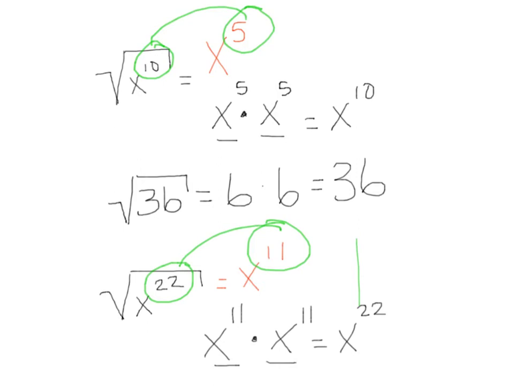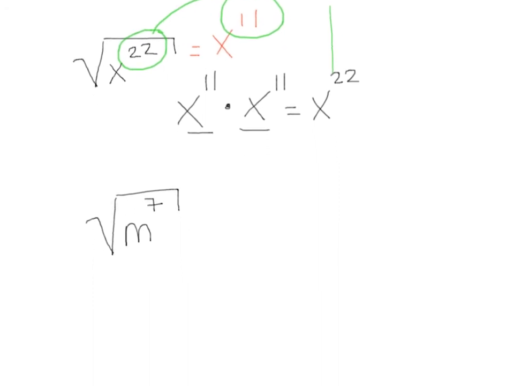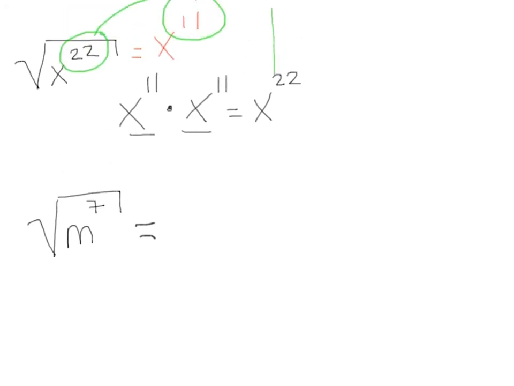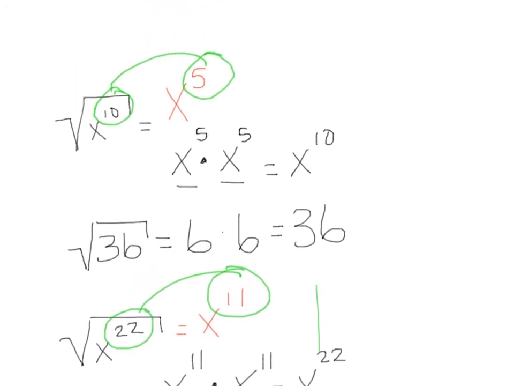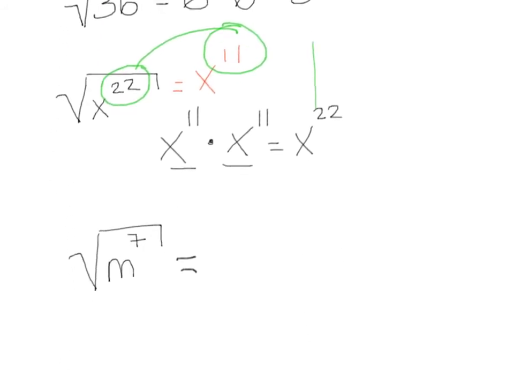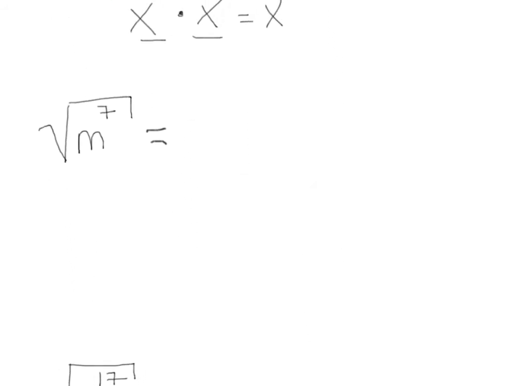So now that leaves us to have to try one with an odd exponent. So let's look at this one. M to the power of 7. That's obviously an odd exponent. So I need to break this down into a perfect square. So hopefully I proved to you in the last couple of examples that anything with an even exponent is going to be a perfect square. So I need to break this into a perfect square.